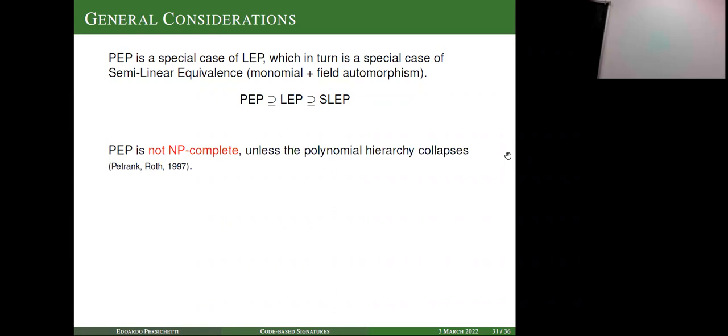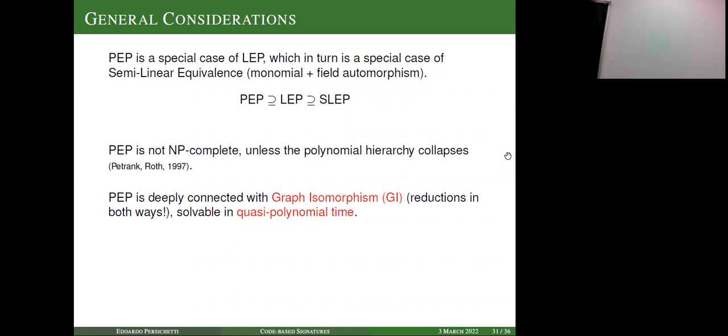There is a result that shows that it's actually not NP complete unless the entire hierarchy collapses. But it's deeply connected with graph isomorphism. There's a reduction in both ways. Graph isomorphism is not great as a reference because it's now solvable in quite some amount of time. So like, what are you doing with this problem?